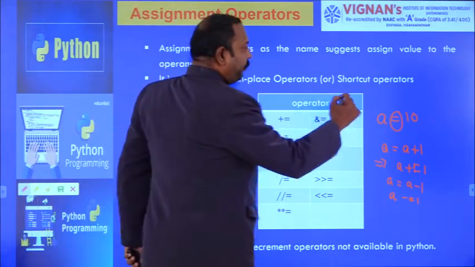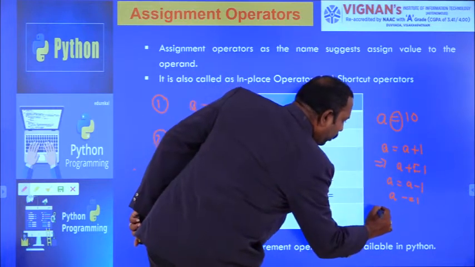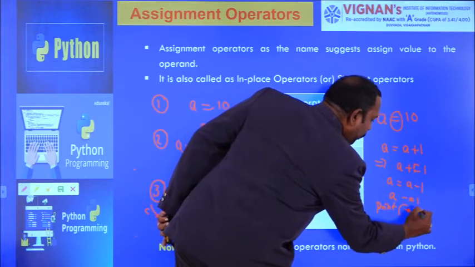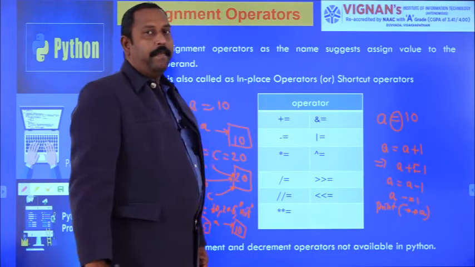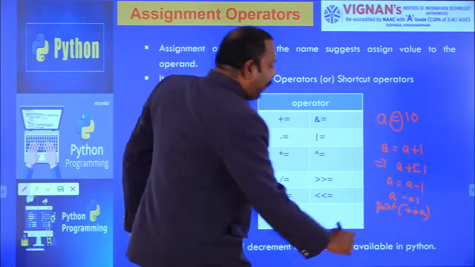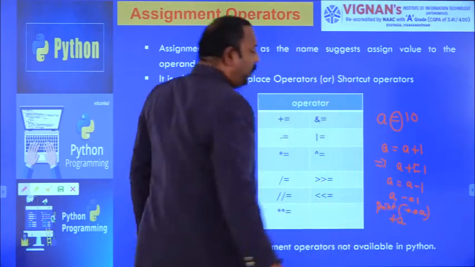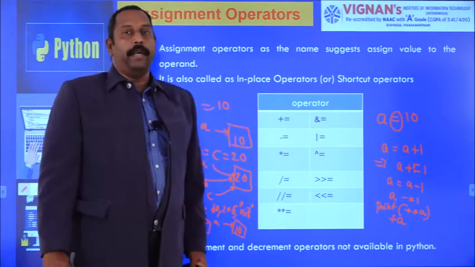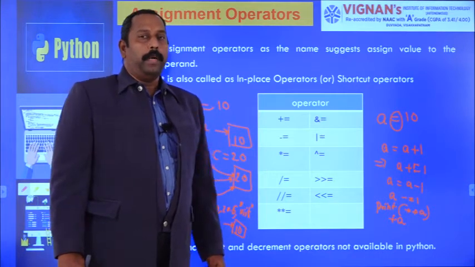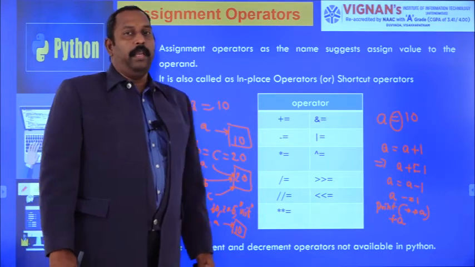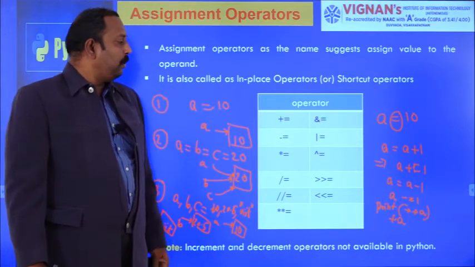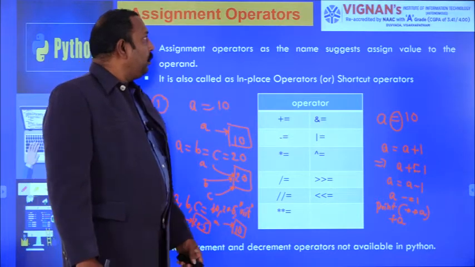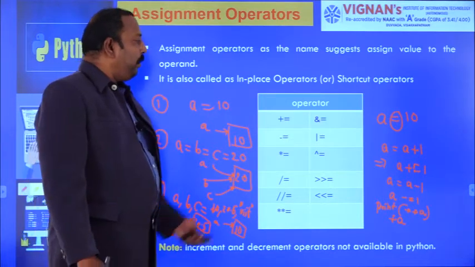Suppose I have written print plus plus a, then it will be considered as plus a only. The Python interpreter will consider it as plus a only. That means it will be considered as a unary operator. There is no plus plus operator in Python. Similarly, there is no minus minus. It will be treated as unary minus. So these are the assignment operators available in Python.